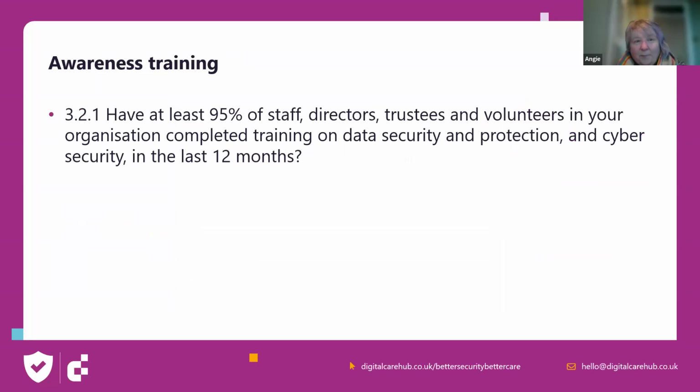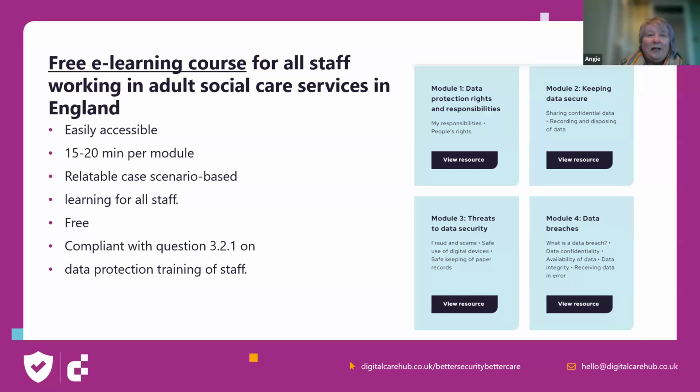The next slide. Awareness training. One of the questions, 3.21: have at least 95% of your staff, directors, trustees and volunteers in the organisation completed training on data security and protection and cyber security in the last 12 months. So again, this is a mandatory question. And if we go to the next slide, we have help for you for that.